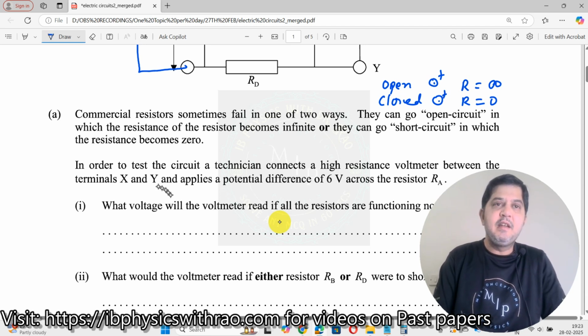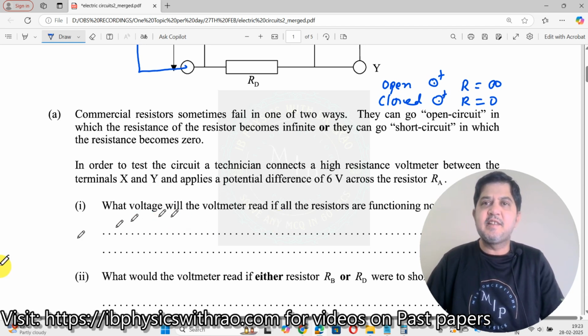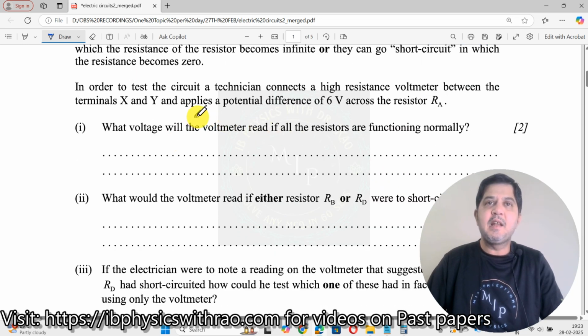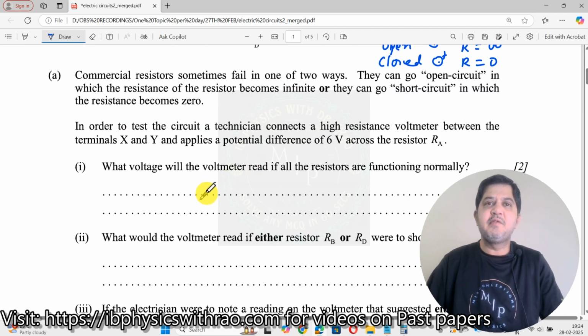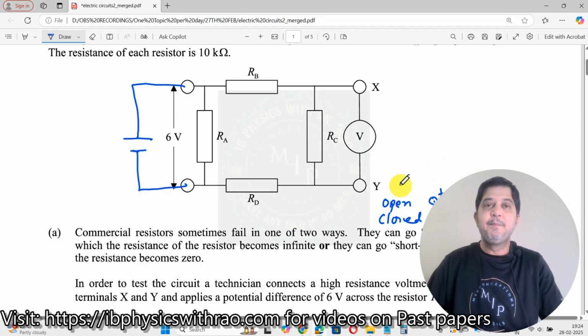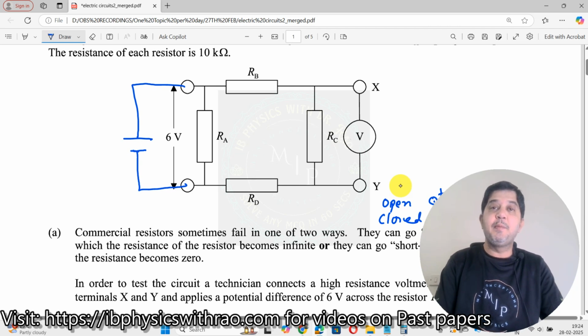In order to test the circuit, a technician connects a high resistance voltmeter between the terminals X and Y and applies a potential difference of 6 volt across the resistor A. So he puts a 6 volt supply and puts a voltmeter on the other end. Now, what voltage will the voltmeter read if all the resistors are functioning normally? If every resistor is working properly, what will be the voltmeter reading?